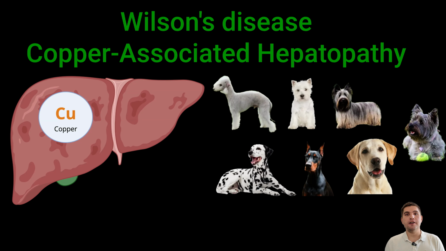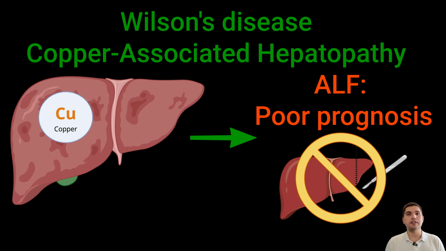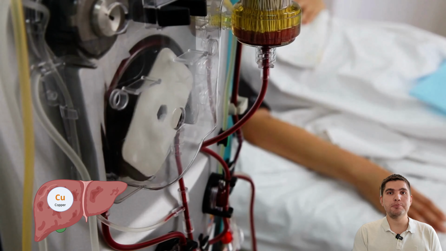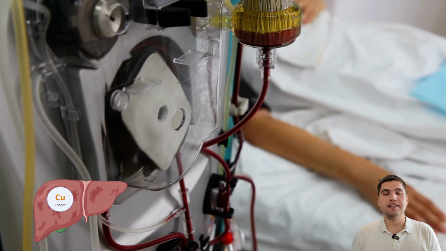dogs with acute liver failure that may be predisposed to copper storage disease, such as Bedlington Terriers, West Highland White Terriers, Skye Terriers, Dalmatians, Doberman Pinschers, Labrador Retrievers, and Kern Terriers. In humans and dogs, the prognosis of Wilson's disease-associated acute liver failure is poor without liver transplantation. Chelators like D-penicillamine are ineffective during acute decompensation. In people, temporary measures like plasmapheresis or albumin dialysis can reduce copper burden but are not definitive.